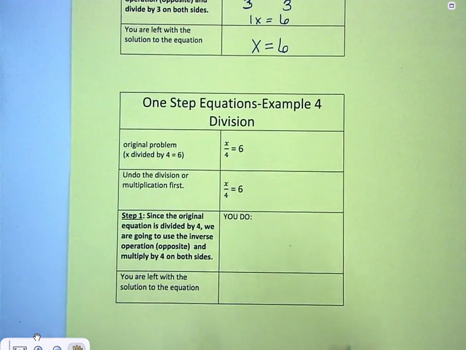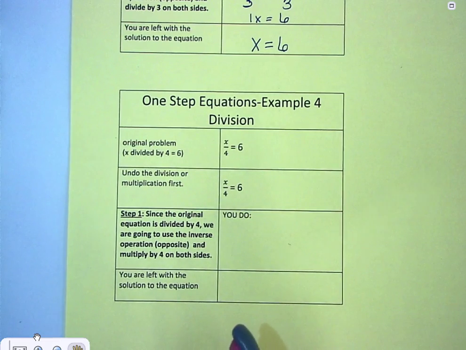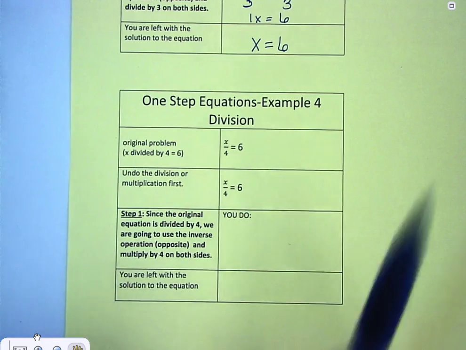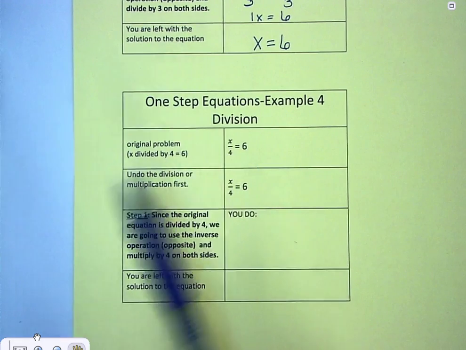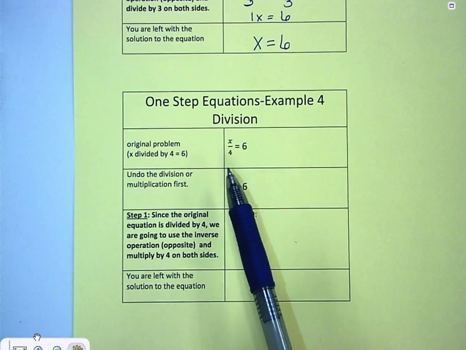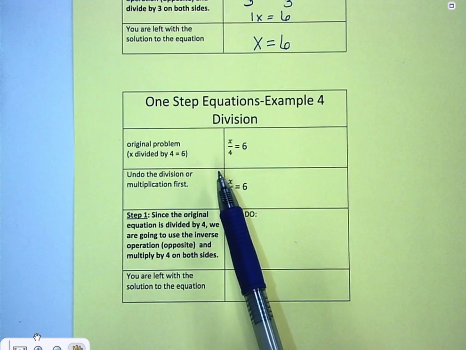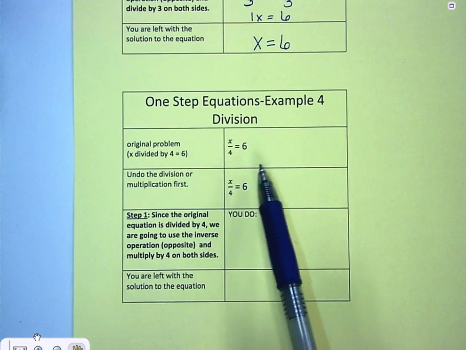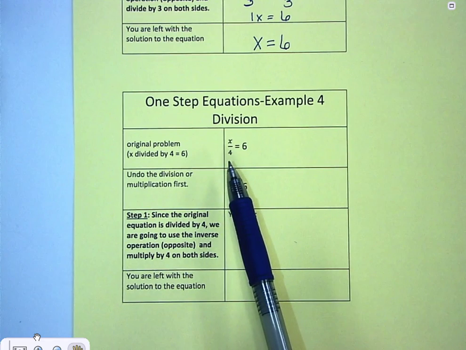The original problem. How would I say this original problem? Danielle? X over 4 equals 6. So it is over 4. X divided by 4 equals 6. What is the answer? It's 24. I raised my hand. I answered for all of them. Still raise my hand.